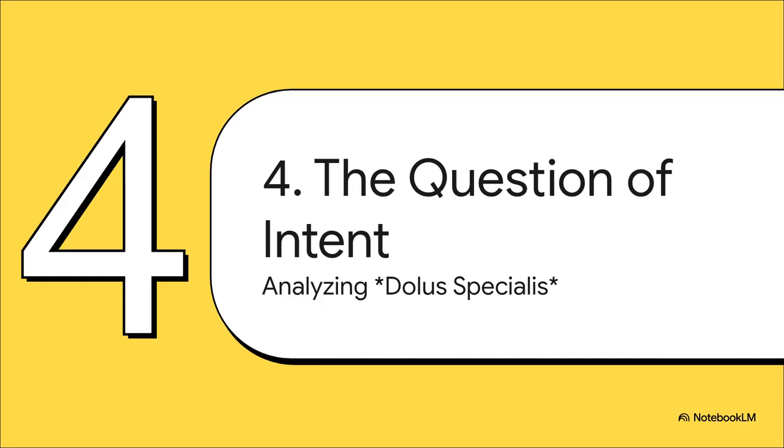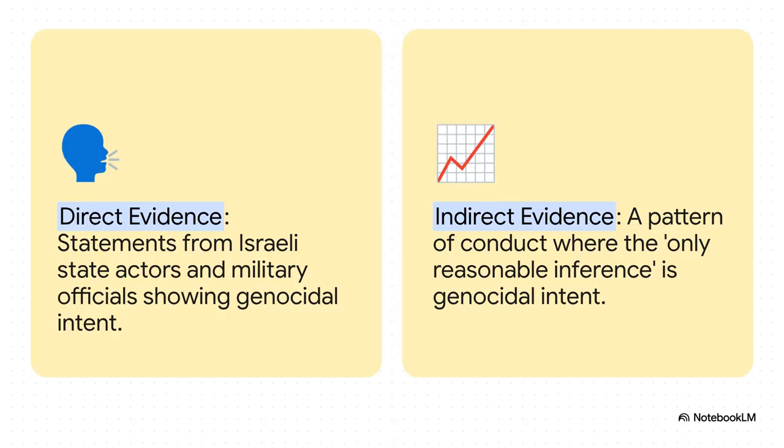Okay, so at this point, the report has laid out its case for the 4 physical acts, the actus reus. But remember our 2-part test? That's only half the story. Now we get to what's often the hardest part to prove, the specific intent, the dolus specialis. So how do you prove what someone was thinking? The report tries to do it in 2 ways.